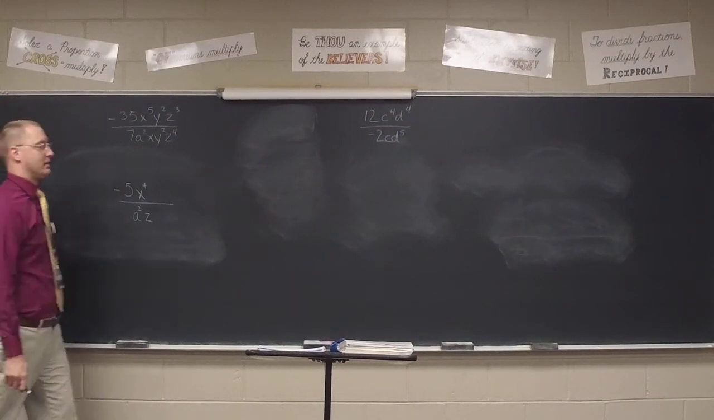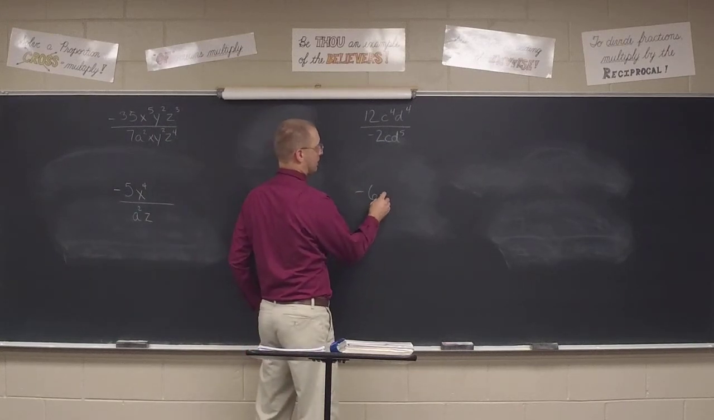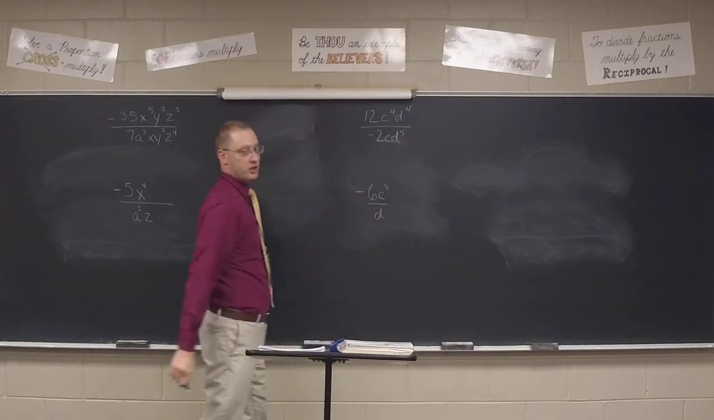On the next one, sign. Negative. Number. 6. c, c cubed in the top. d, d in the bottom. Put a d in the bottom. How many have this answer on the second one?